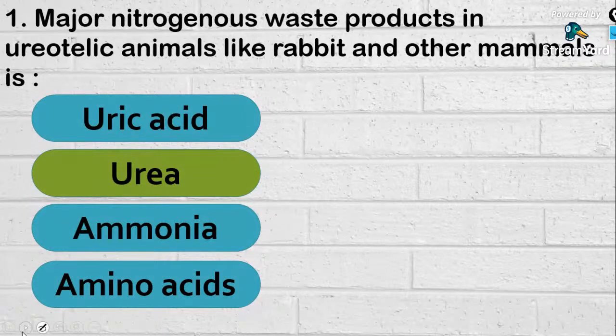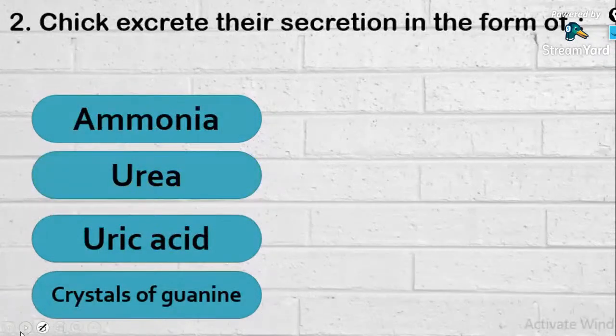Take care. Second question on your screen. Chick excrete their secretion in the form of ammonia, urea, uric acid, or crystals of guanine. Guys, chick, you know, I hope. Small hen, baby hen, you will call it a chick. Chick is a bird, and comment me the answer on the chat box. One answer from Roshida as option C. 10 seconds I'm giving you right now.